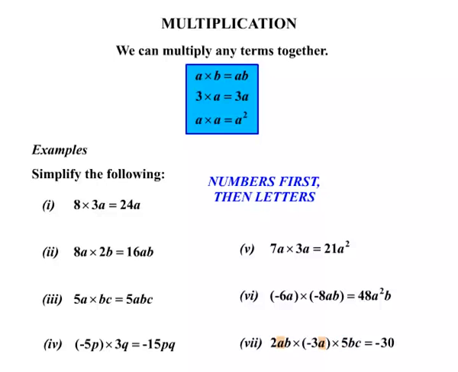Now looking at our letters, we notice there's a couple of a's there. A times a can be written as a squared. Then we have another b times b. That can be written as b squared. And finally we do have a c there by itself, so we'll just write that c. So final answer there is minus 30 a squared b squared c.